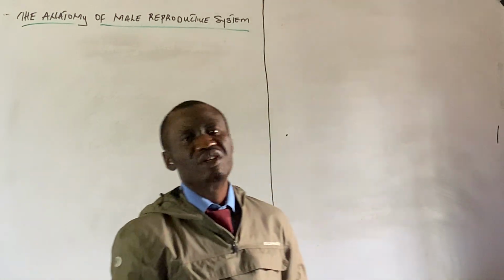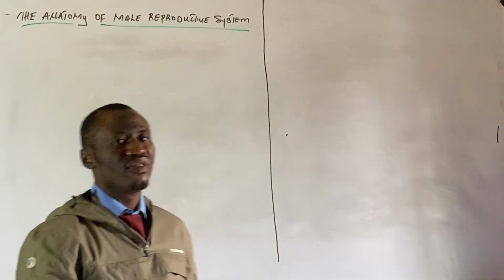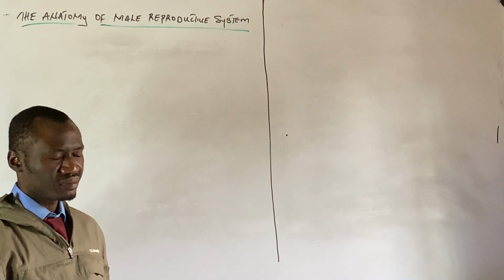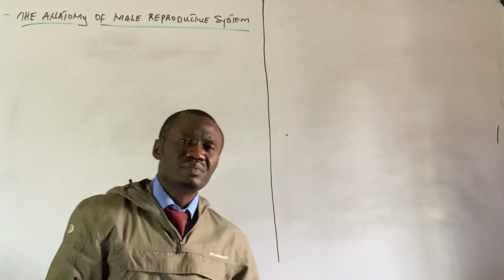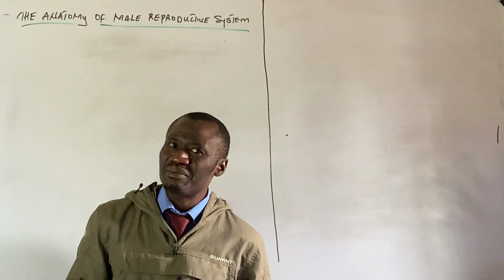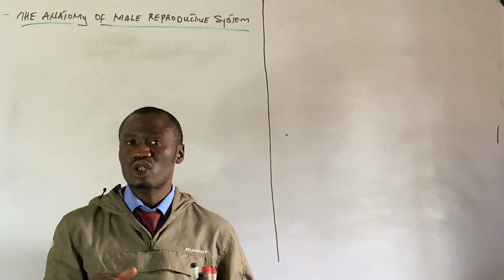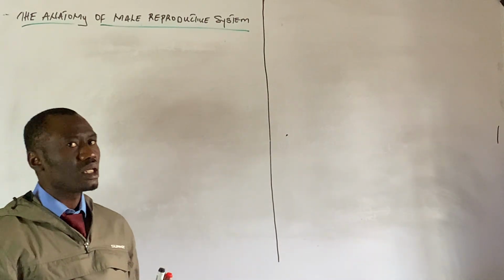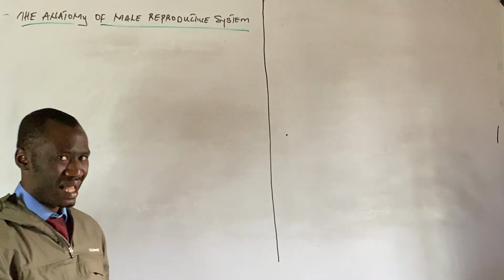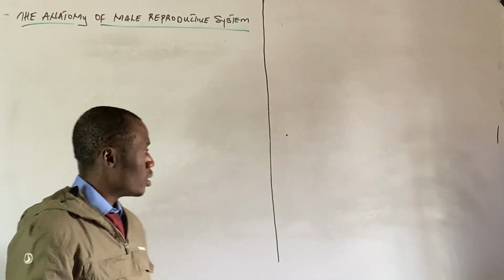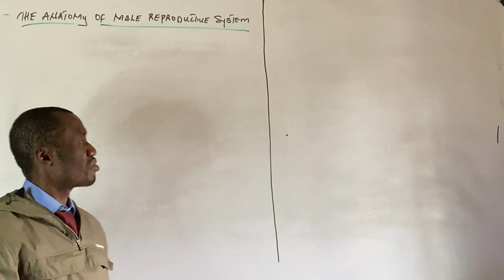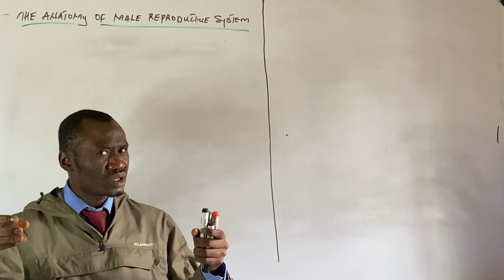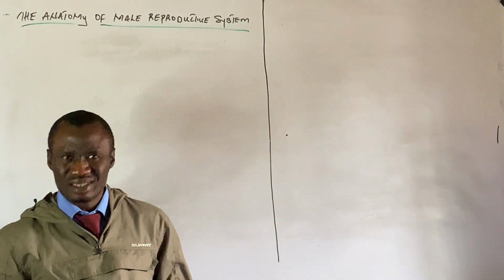Hi, in this video we'll be looking at the human male reproductive system. Now, the human male reproductive system is simpler than that of the female. The reason is that its work is just to produce and deliver sperm. More so, the human male reproductive system has a close relationship with the urinary system.